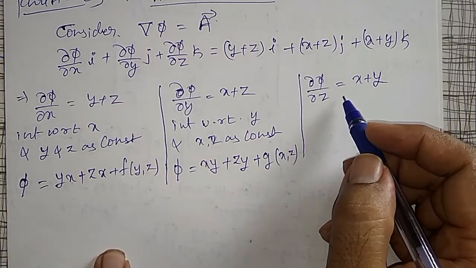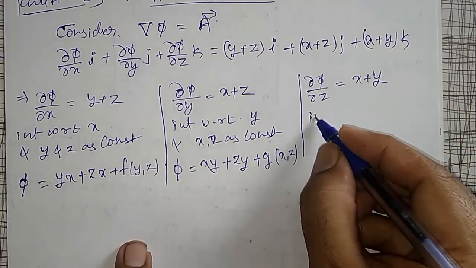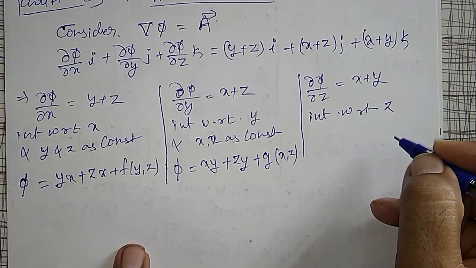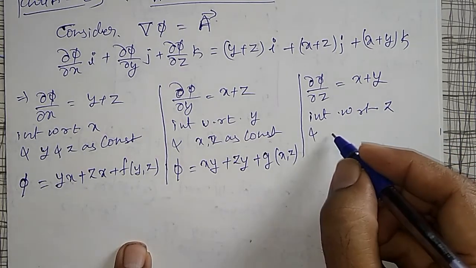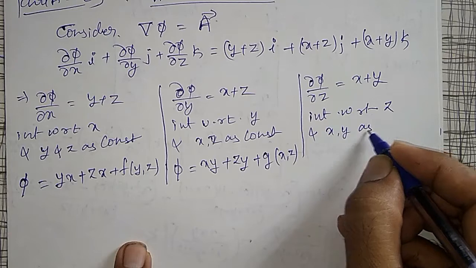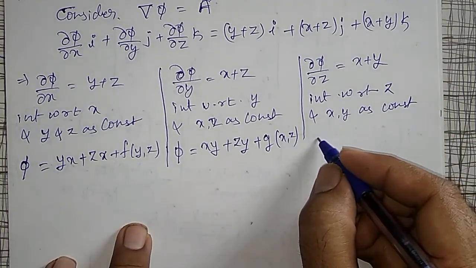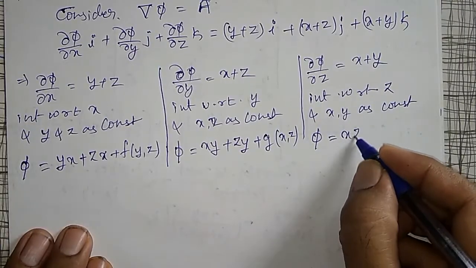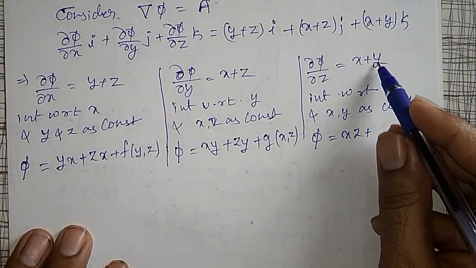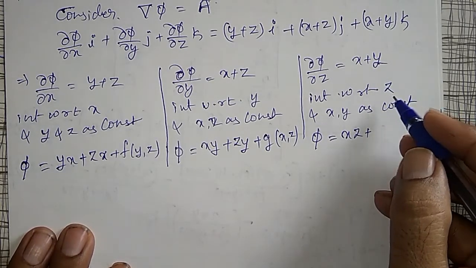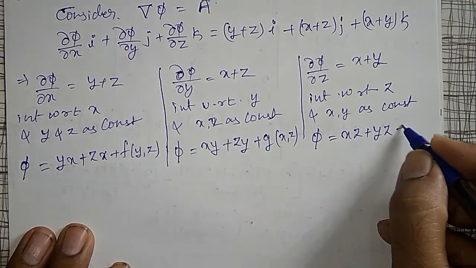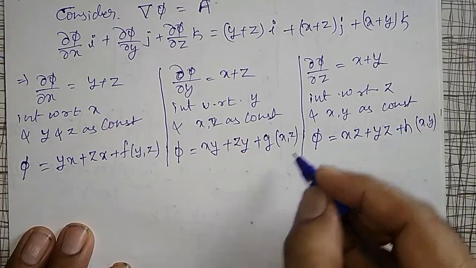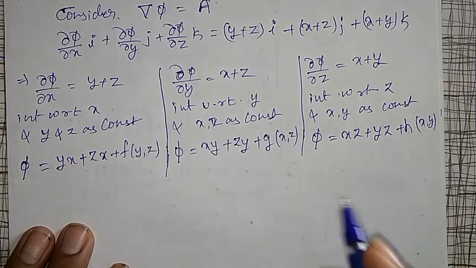Similarly, the third partial differential equation, integrating with respect to z, I will treat x and y as constants. Therefore, phi is equal to xz plus yz plus a constant of integration, which I will choose as a function of x and y. All the three equations are representing phi only.